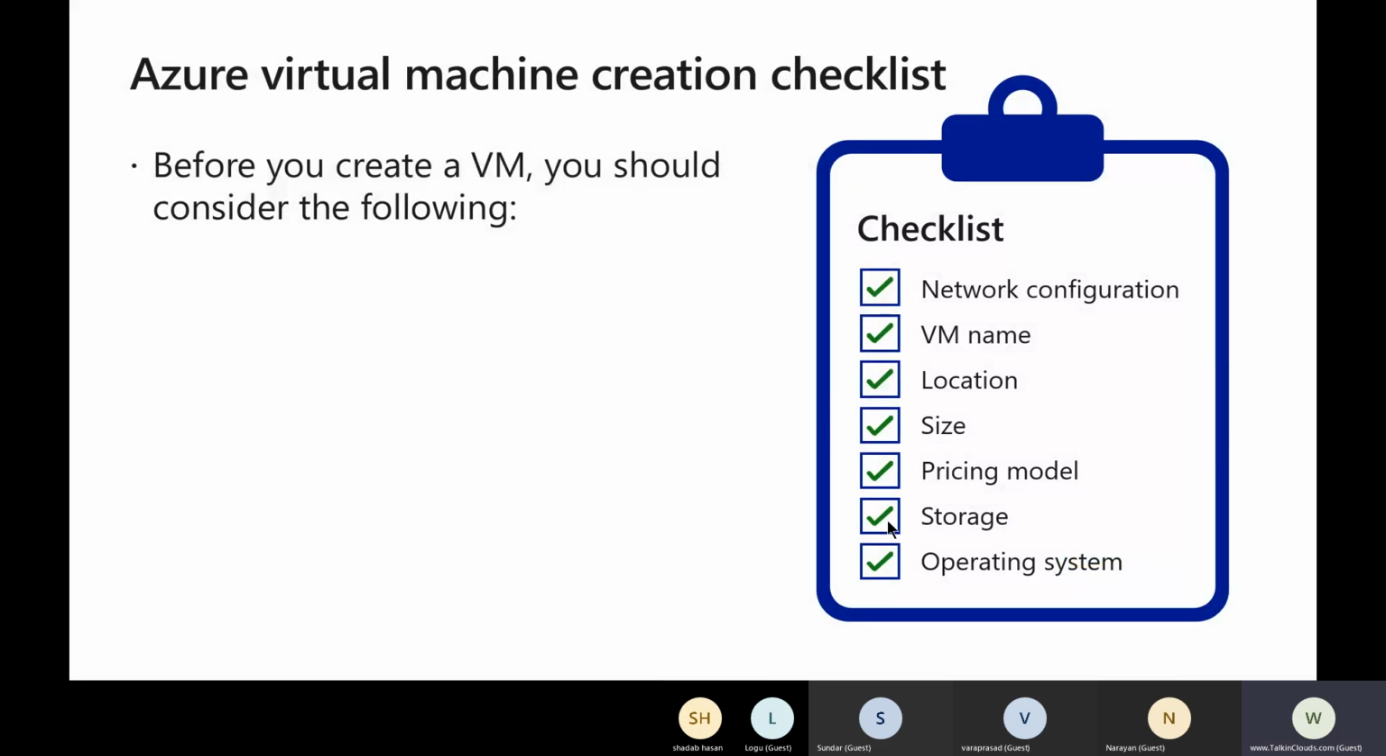Okay, so coming to the virtual machine creation. Before creating a virtual machine, you should understand how the network configuration will be done, what name you have to give to your virtual machine, which location you have to deploy your application or VM to, what the sizing will be, what the pricing will be, how you will manage the storage, and what operating system you will be using. So this is the checklist which you should be aware of, and based on that you will define your virtual machine.